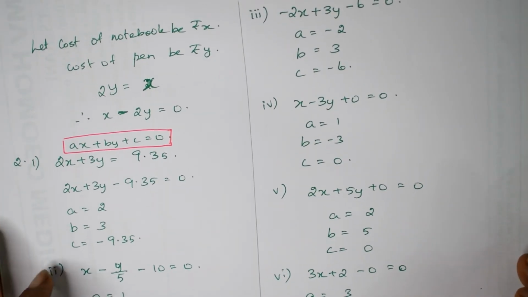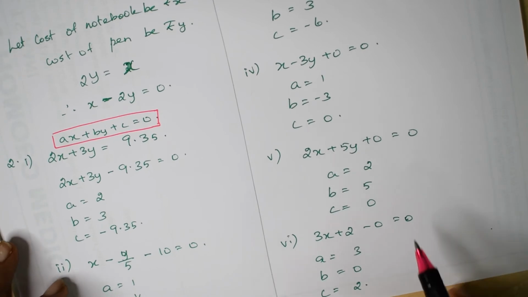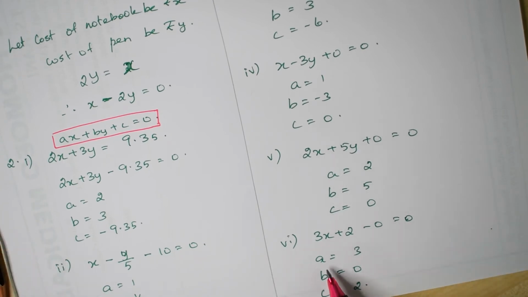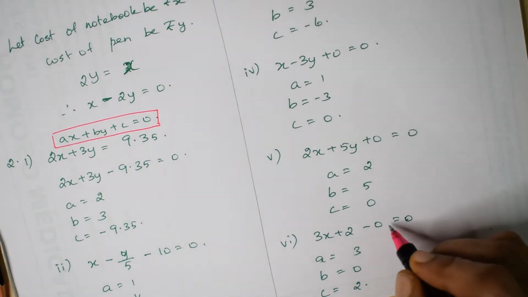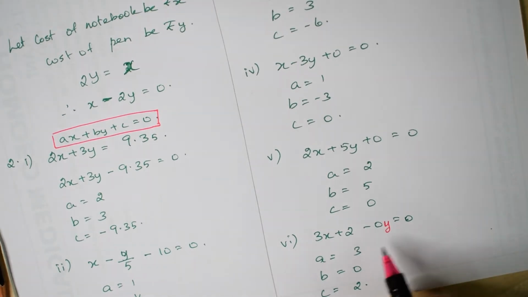Then the sixth sum, 3x plus 2 minus 0 is equal to 0, and here A takes the value of 3, B takes the value of 0. There is no B value, take care about it. Okay, no B's value, so B is equal to 0 and C is equal to 2. Even if you want it to be more, I have introduced the y term as minus 0y, so that you won't get messed up. Okay, don't get confused. They have left out the y coordinate, so B's value becomes 0 here.